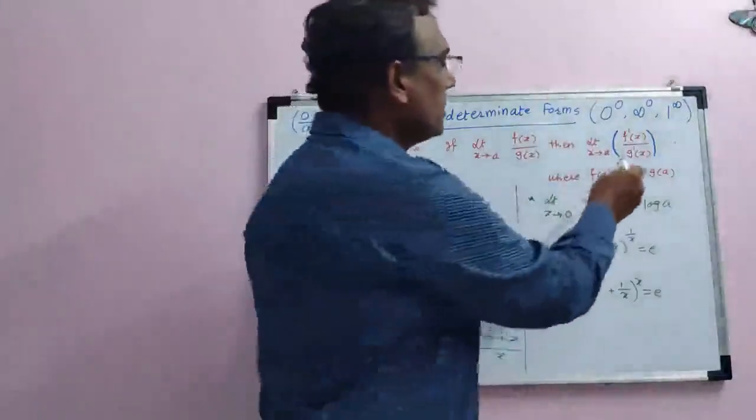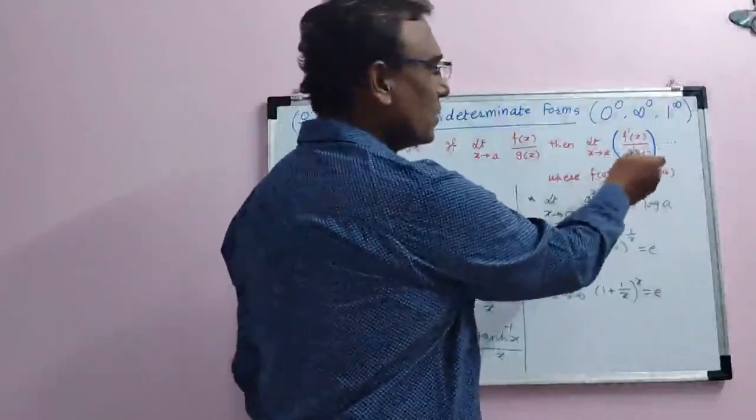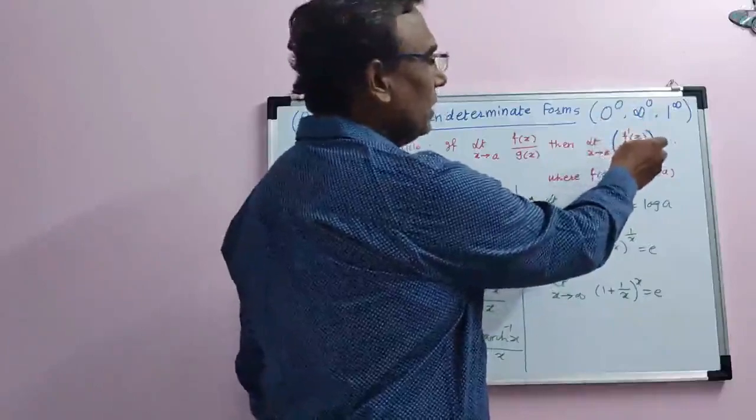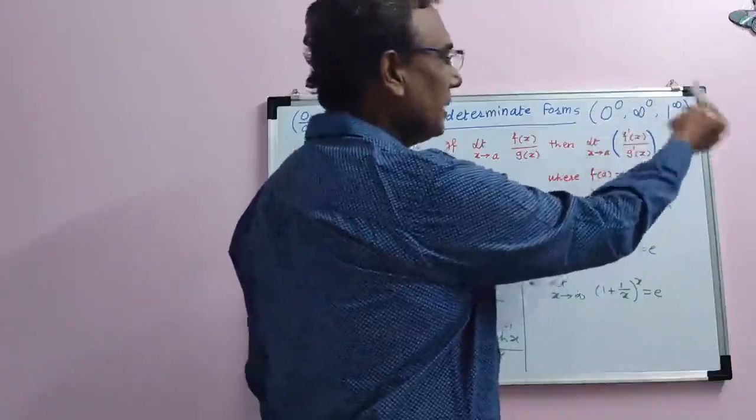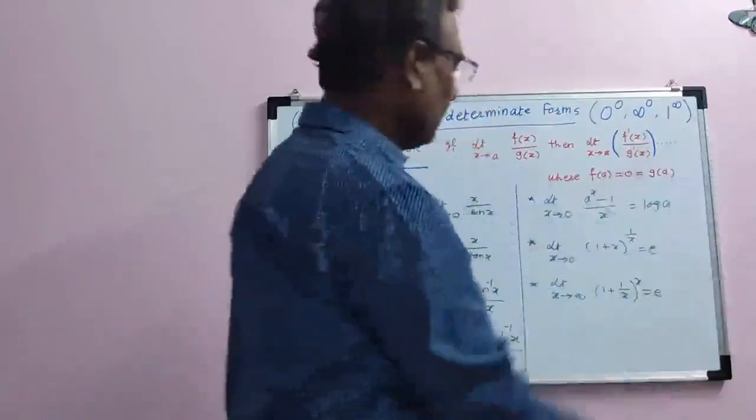And if g dash of a is 0, for x equal to a, g dash x equal to 0 means g dash of a equal to 0 and f dash of a equal to 0, in that case again we have to take the derivative of f dash x, means f double dash x, and the derivative of g dash x, means g double dash x, and so on.